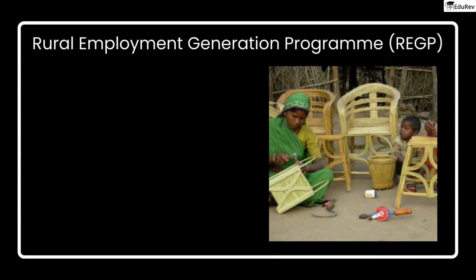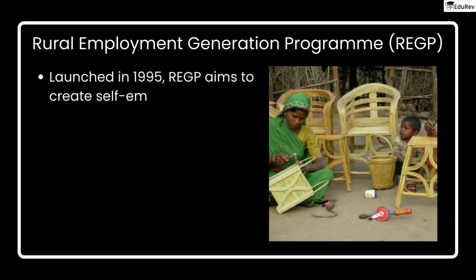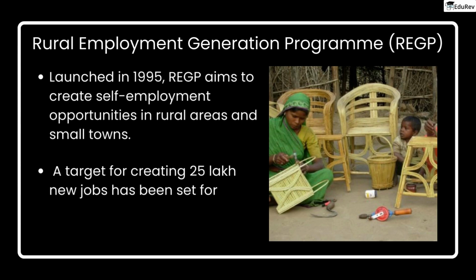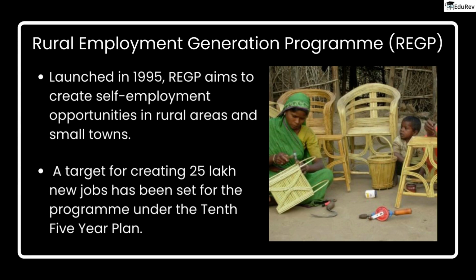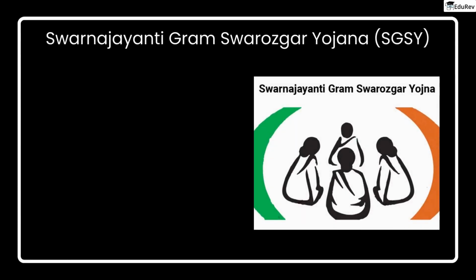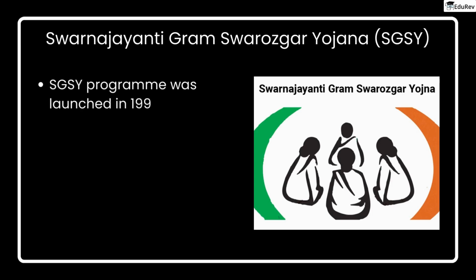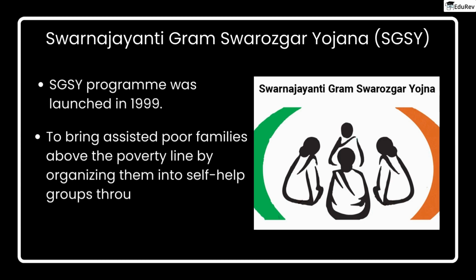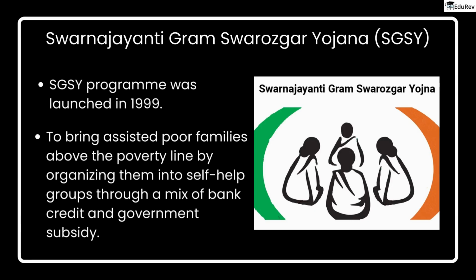Next, Rural Employment Generation Program, REGP. Launched in 1995, REGP aims to create self-employment opportunities in rural areas and small towns. A target for creating 25 lakh new jobs has been set for the program under the 10th five-year plan. Next, Swarna Jayanti Gram Swarozgar Yojana, SGSY. The SGSY program was launched in 1999. It aimed to bring assisted poor families above the poverty line by organizing them into self-help groups through a mix of bank credit and government subsidy.